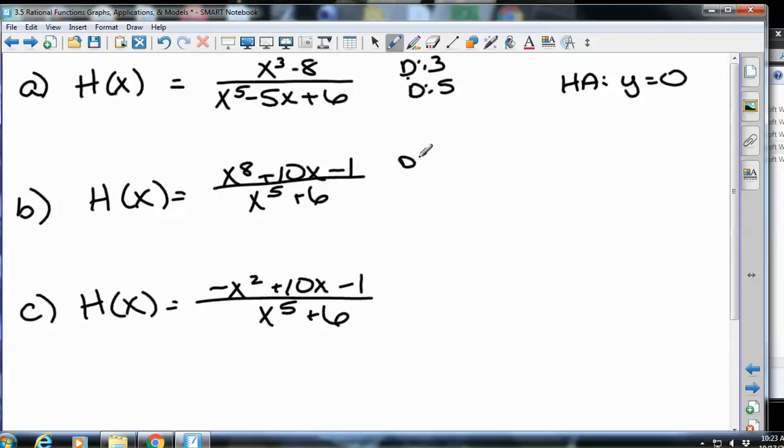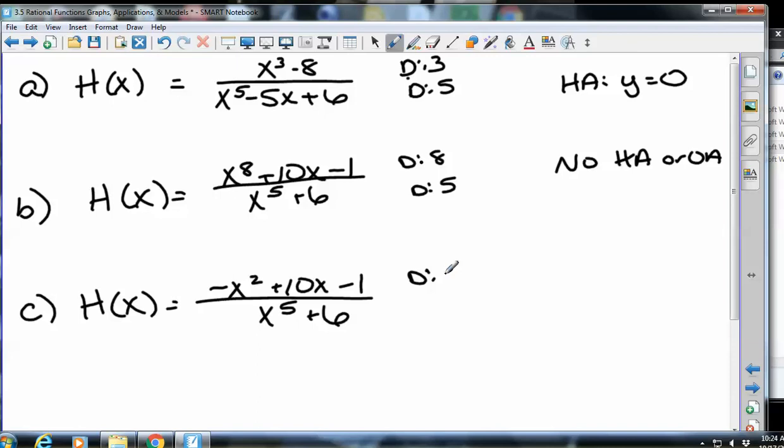Okay, B, degree of the top is 8, the bottom is 5. With the horizontal, I said if the degree of the top was bigger, there's no horizontal. With oblique, we said that happens if the top is exactly 1 bigger. And it's not exactly 1 bigger. So this one has no horizontal or oblique.